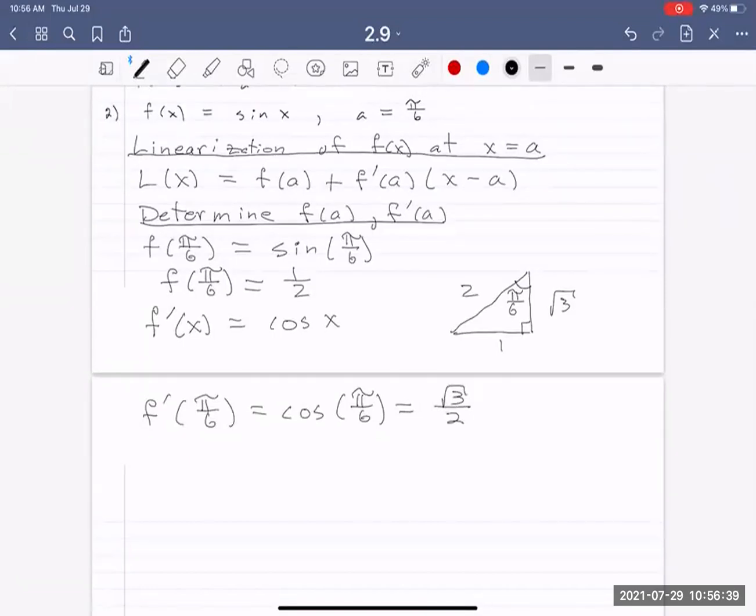Okay, so using that, I can figure out the linearization. L of x is equal to f at A, 1/2, plus f prime at A, radical 3 over 2, times x minus A, pi over 6. And that's your linearization. Any questions about that? Okay.